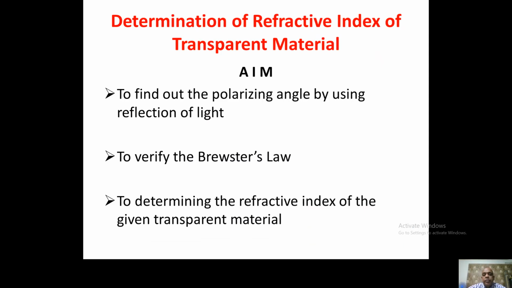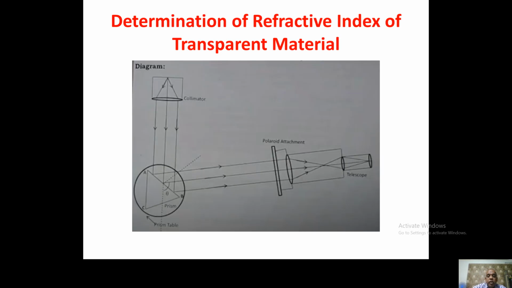Now, experimentally, how can one find out the refractive index of this transparent material? The aim of this experiment is to find out the polarizing angle theta p by using reflection of light, to verify Brewster's law, that is mu equals tan theta p, and by using Brewster's law to determine the refractive index of a given transparent material.